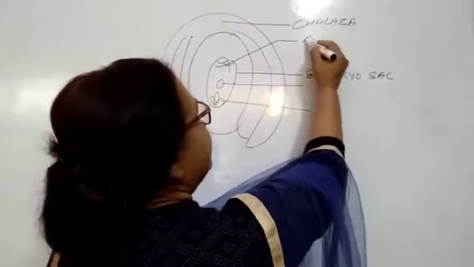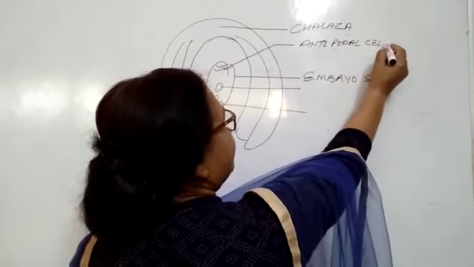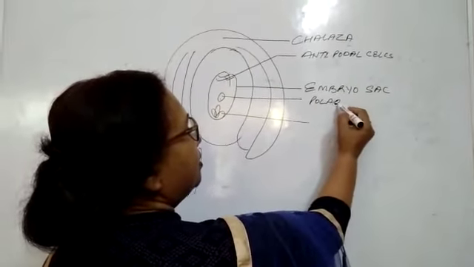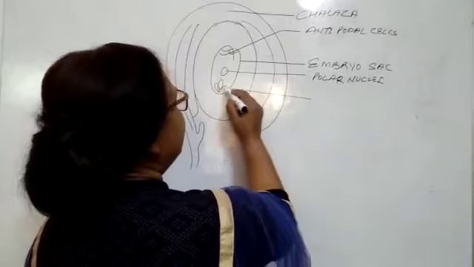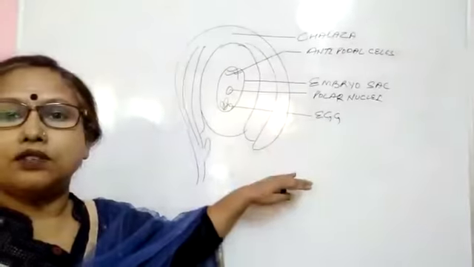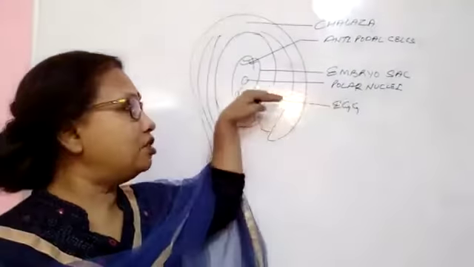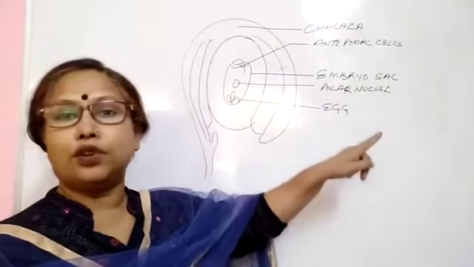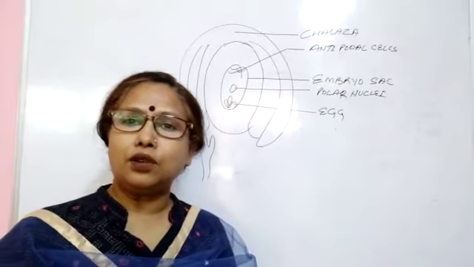So like this is antipodal cells, then this is what is polar nuclei. Here it is, this one, egg. So in this way, what we should keep in mind is that the lines should be straight, they should not cross each other, and secondly, whatever word you write, the label word should be written in capital. So this is easy, children.